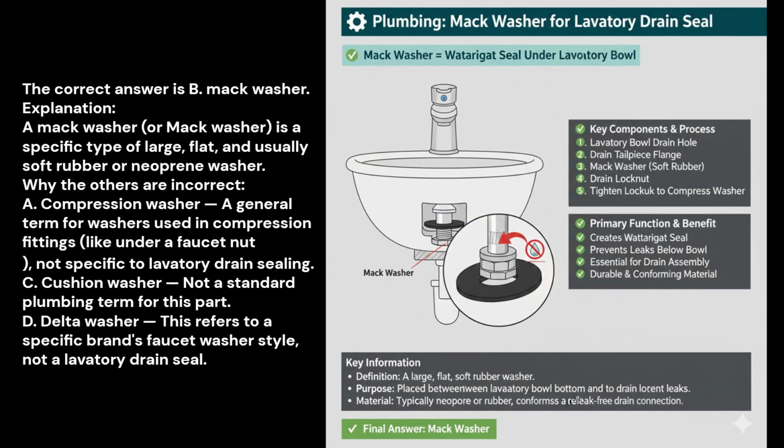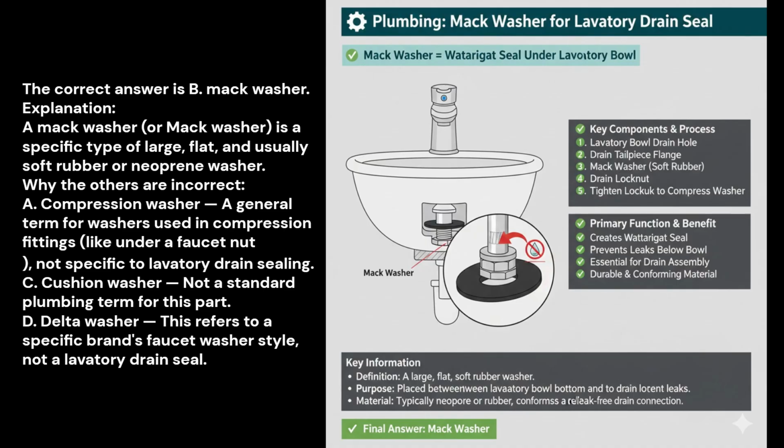The correct answer is B. Mac washer. Explanation. A Mac washer is a specific type of large, flat, and usually soft rubber or neoprene washer. It is placed between the bottom of the lavatory bowl, the drain hole, and the lock nut of the drain assembly to create a watertight seal.